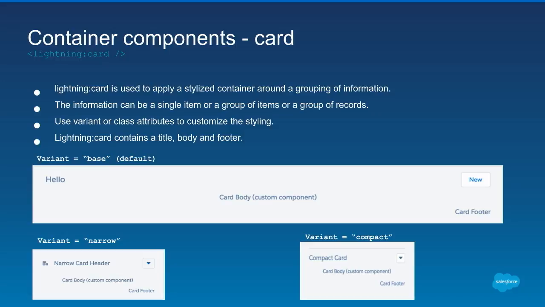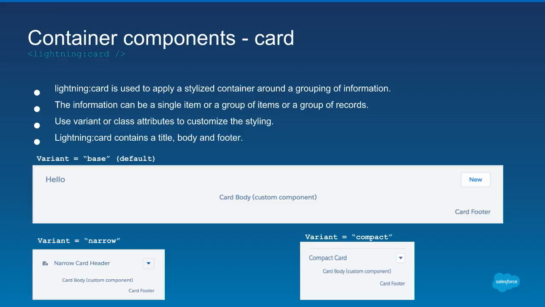Yep. The third example I want to show is Lightning Card. Lightning Card is a container which has got a header, a body, and a footer. It's got a button on the right corner. It's an action button. Like I said in the earlier thing, you can put a button, you can put a button group, you can put a button menu, all of that works. The body can have any information. It can have a single record-based information. It can have a table.